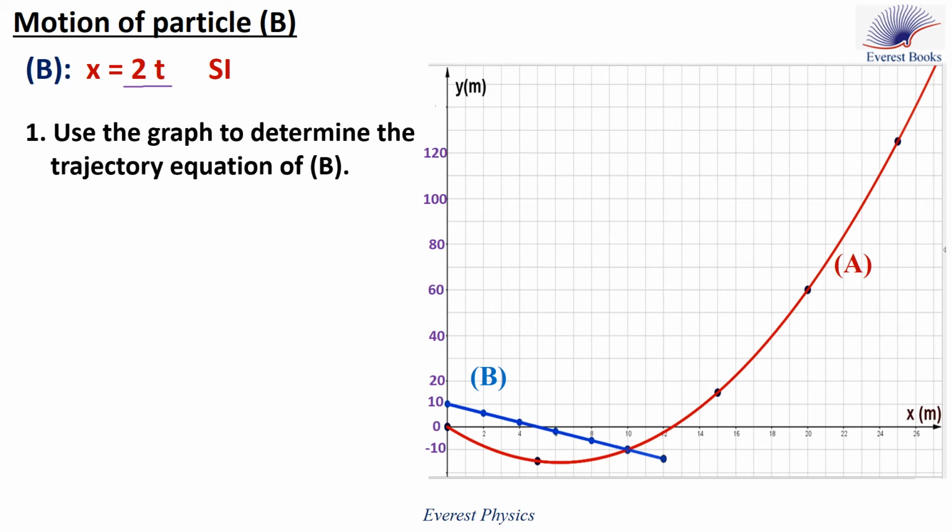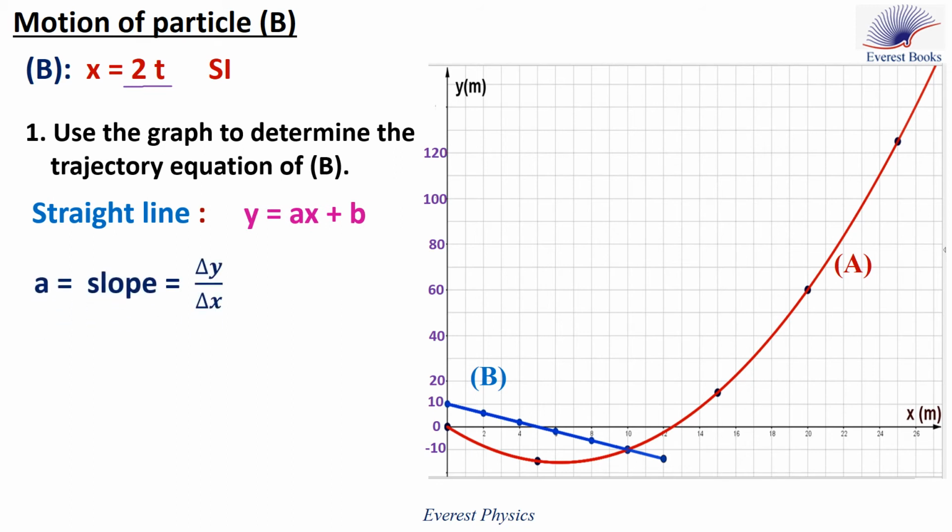As you see, the trajectory of B has the form of a straight line. So, its equation is given by y equals ax plus b, where a is the slope, and the slope is given by delta y over delta x. To determine the slope, we have to take 2 points from the trajectory of B. Let's take the first point of coordinates (0, 10) and the second point of coordinates (5, 0). So a equals (0 minus 10) over (5 minus 0), which is equal to minus 2.